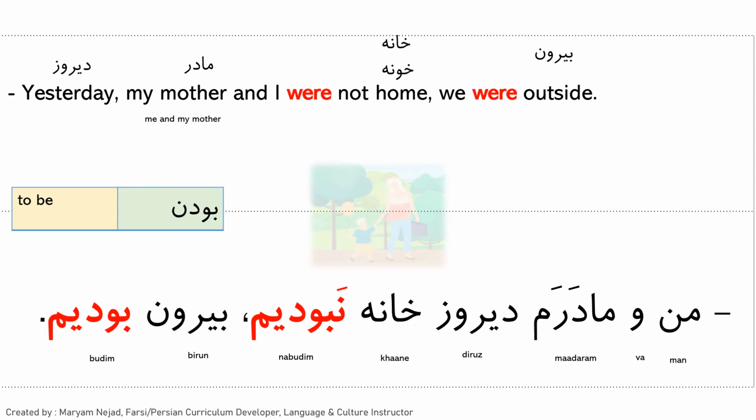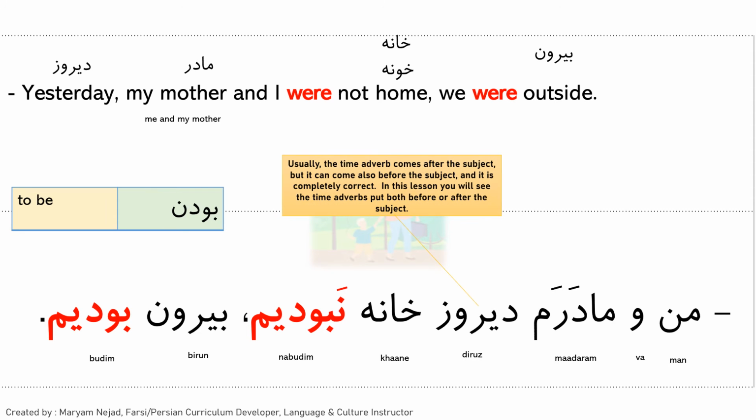So a few things that here you need to know is that, as you can see here, the time adverb is placed after the subject. It's not incorrect to come before the subject, but it's just more common to come after. And then another thing you need to know, in English in the second clause, you can see we're outside, but in Farsi we don't need to say ma here again because it's already implied in the conjugation.